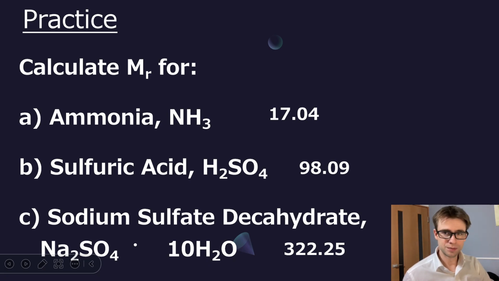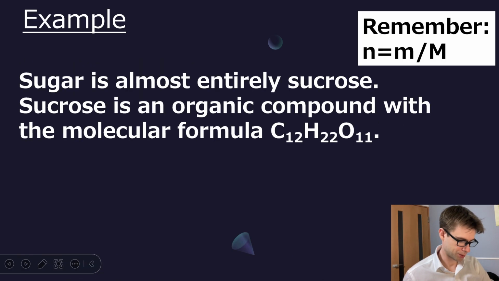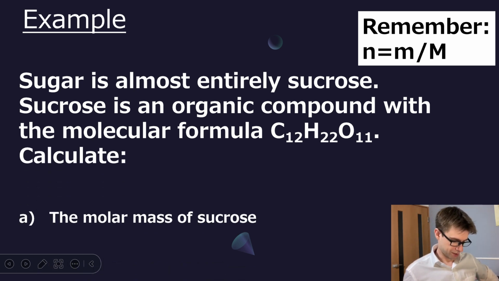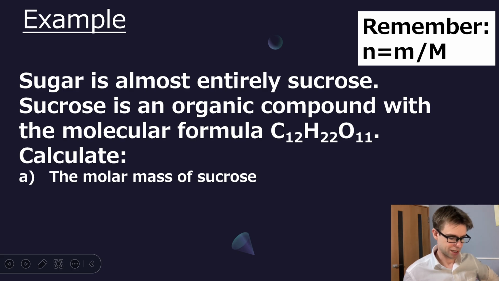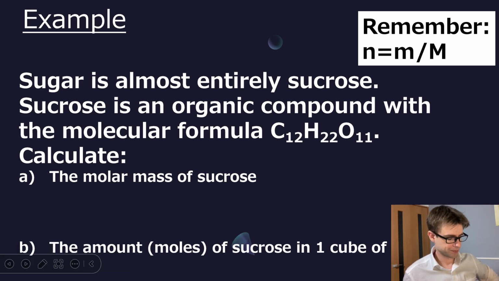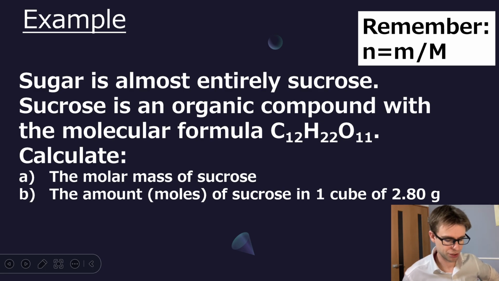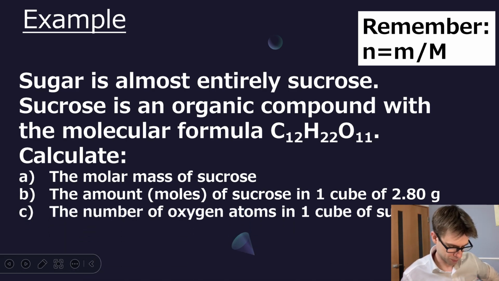All right, moving on. Another example: sugar is almost entirely sucrose. Sucrose is an organic compound with the molecular formula C12H22O11. Calculate the molar mass of sucrose, so we would add up the mass of each individual atom in there. B, the amount of moles of sucrose in 1 cube of 2.80 grams, so we would use the formula in the top right corner here. And C, the number of oxygen atoms in 1 cube of sugar, and 1 cube weighs 2.8 grams. Okay, so to answer this, I'll go in detail and I'll go to the whiteboard.